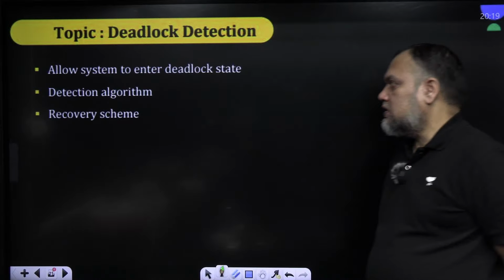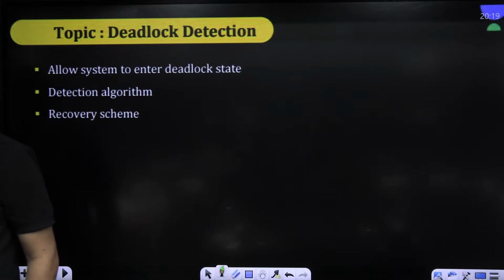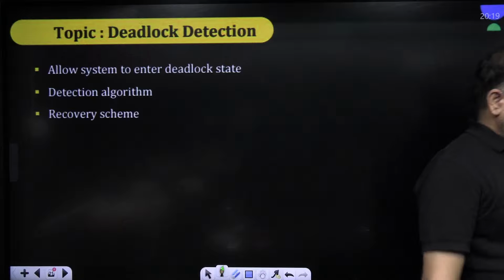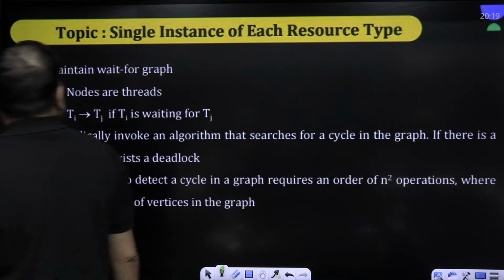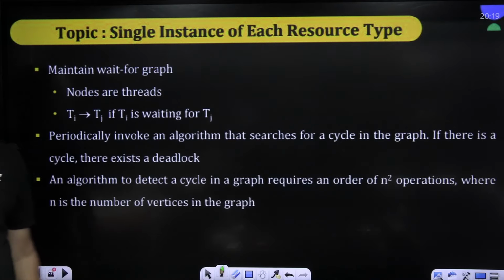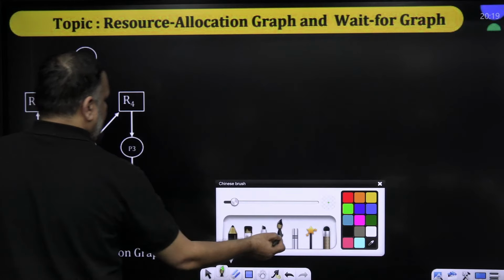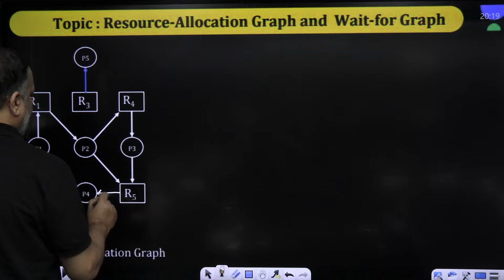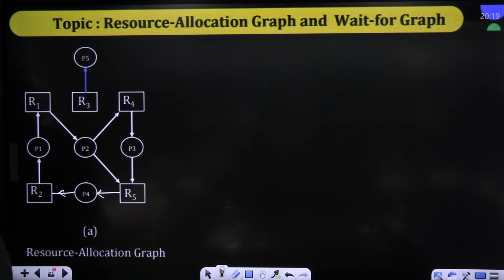There are two detection algorithms. One is detection for single instance resource. The other is detection for multi-instance resource. Single instance अगर हो आपके system में, तो आप detection कैसे करेंगे? That is done by maintaining, deriving a graph called wait for graph. Example लेकर समझते हैं, ये हमारी graph है. So यहाँ पर कुछ links missing हैं, let me draw the links. Something like this. This is my graph, boys and girls.